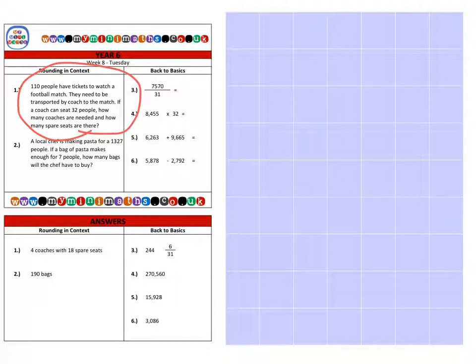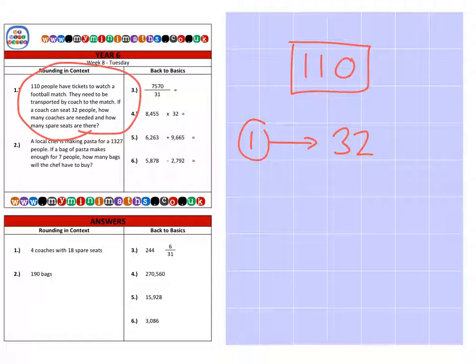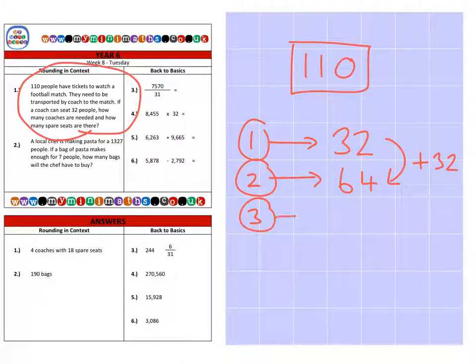So, we know there are 110 supporters, fans, who need to be transported to the football match. On the first coach, there'll be 32 people who can be transported. Then on the second coach, there will be another 32 people. So we add 32 to the 32 to give us 64. The third coach adds another 32 people to give us 96 people. So we only need another 14 people now to transport.